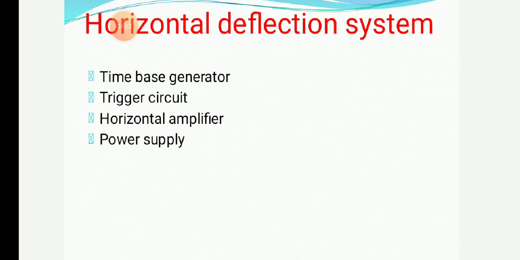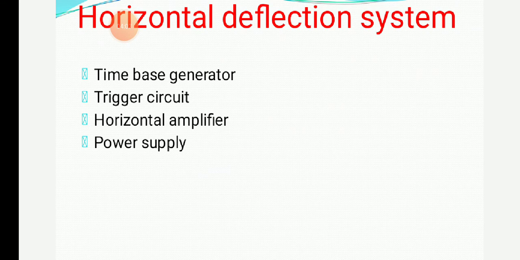horizontal deflection subsystem. Again it consists of time base generator, trigger circuit, horizontal amplifier and power supply. If they ask a question like this: state the function of the horizontal deflection system and power supply of CRO, or state the role of trigger circuit and time base generator in oscilloscope, or state the need of synchronization between horizontal and vertical deflection in CRO, or explain two operating modes of time base generator, which one is used in CRO.